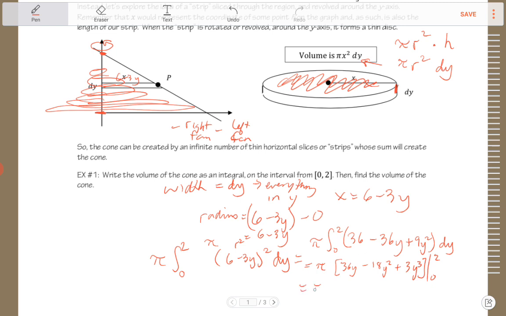So we'll get pi times 36 times 2, so 72, minus 18 times 4, 72, plus 3 times 8, 24, and then we subtract the value at 0, but basically everything is 0 there, so that's it. So it looks like we're going to get a volume of 24 pi, and that'll be it. That's our volume. Okay. Let's take a look at our next example.